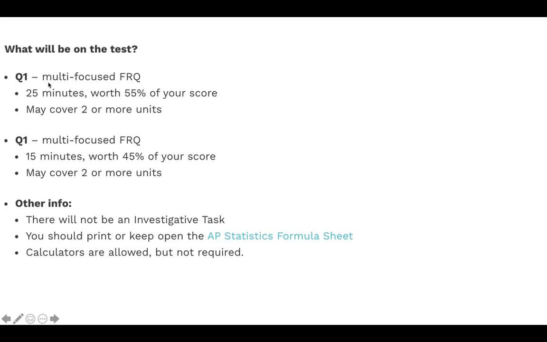Okay. So question 1 will be 25 minutes. It'll have a couple parts to it. It's worth 55% of your grade. Question 2, it should say Q2, will also be a multi-focused free response question. This one will be shorter. It's only 15 minutes, and it's worth 45% of your score. Again, it might cover 2 or more units.